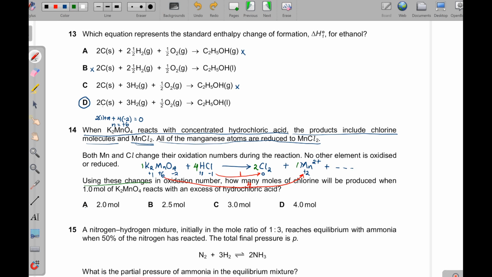They are saying, using these changes in oxidation number, how many moles of chlorine will be produced when 1 mole of potassium manganate 6 reacts with an excess of hydrochloric acid? We have seen if it is 1 mole, it is producing 2 moles of what? Of chlorine. So that means our answer has to be A here.